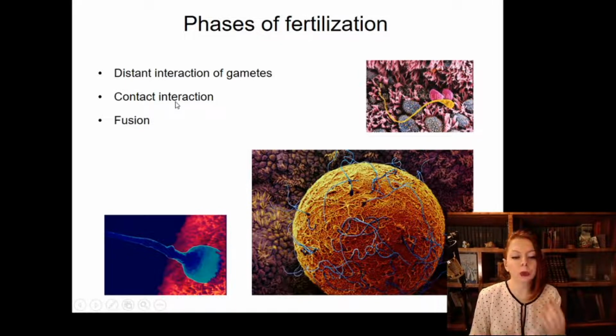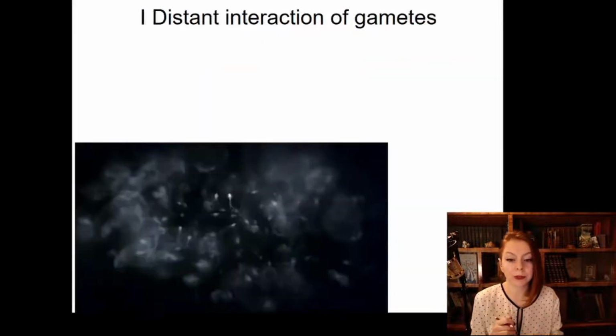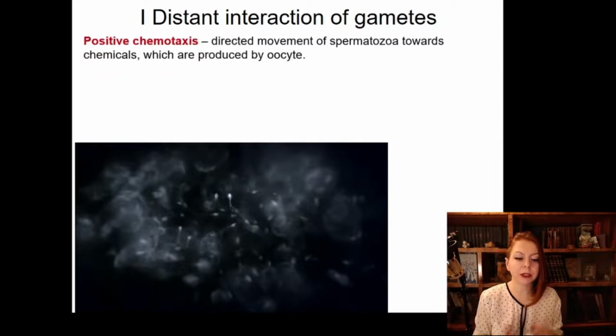Then contact interaction. When they come in contact, they realize several programs and several reactions we are going to discuss later, and they have very high biological significance. And after that, fusion, when the cells fuse one with another. So let's discuss in detail every one of those 3 steps. The first step is the distant interaction. It includes the positive chemotaxis.